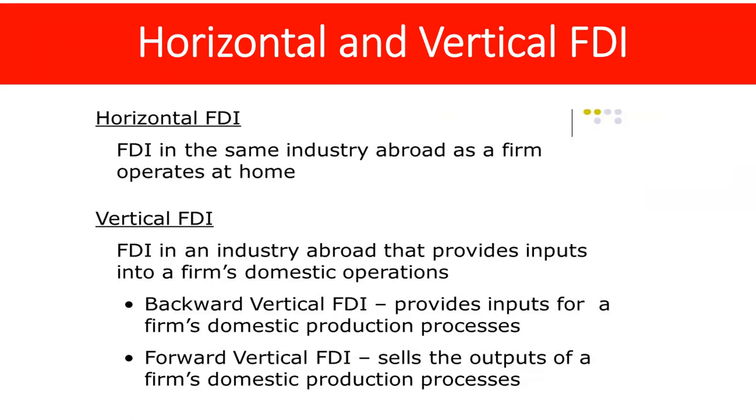Backward: whenever you move towards the raw material, whenever the company provides inputs for the firm's domestic production processes, for the production you are providing the raw material, that means you are doing the backward vertical investment. Then we have forward integration. Forward integration is whenever we sell the outputs of the firm's domestic production processes, whenever we indulge ourselves in the selling activities, it is called forward FDI. Okay, I hope this is clear.